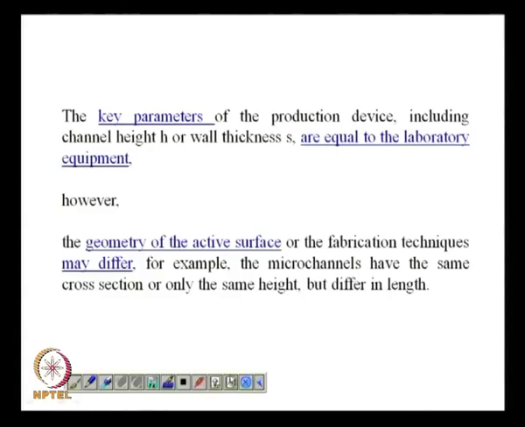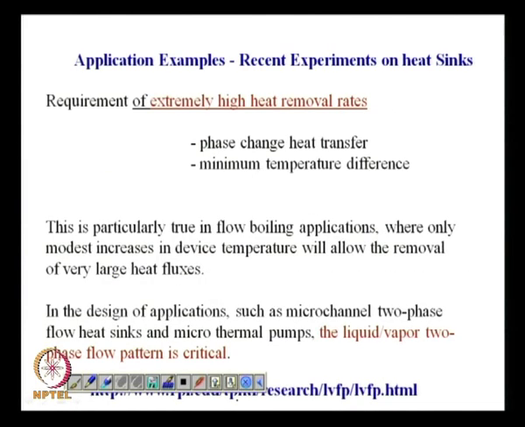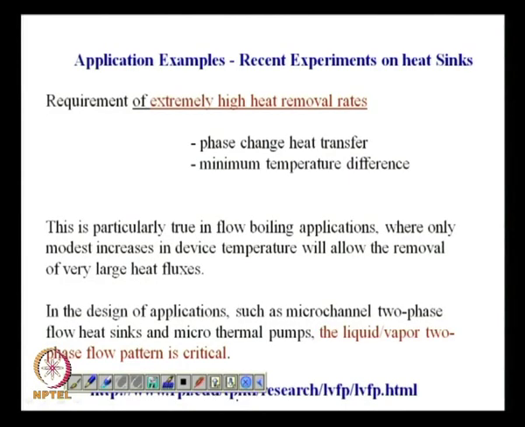I will go to an example right now, an example where the fabrication that we have discussed so far, the top down approach, has been used to design a heat sink. This design of heat sink is necessitated by the requirement of high heat removal rates, and as I mentioned, it has to depend on phase change heat transfer.